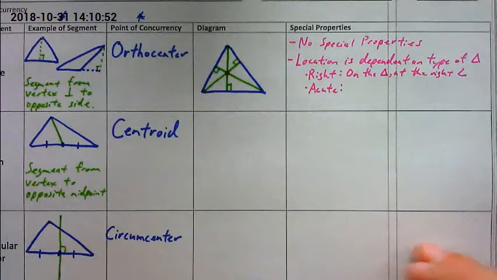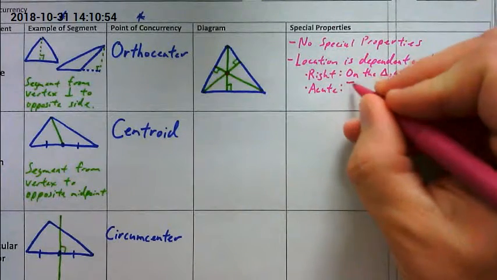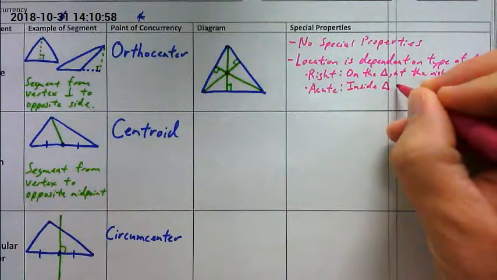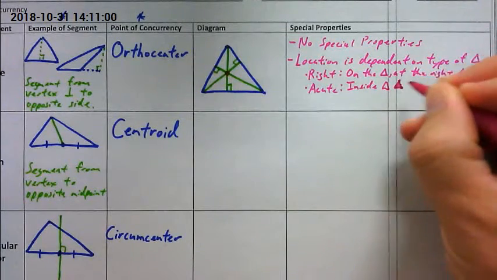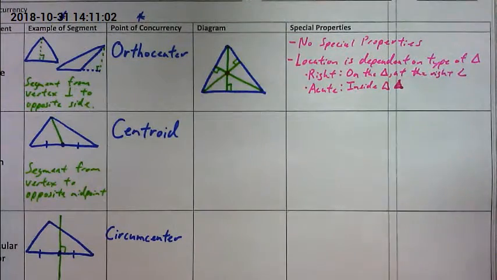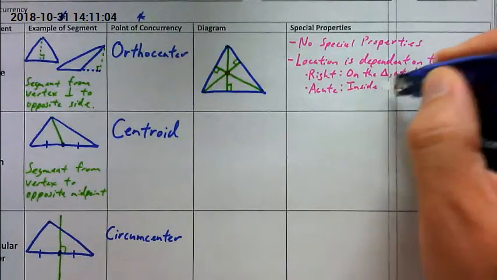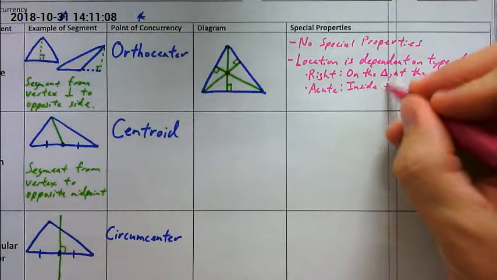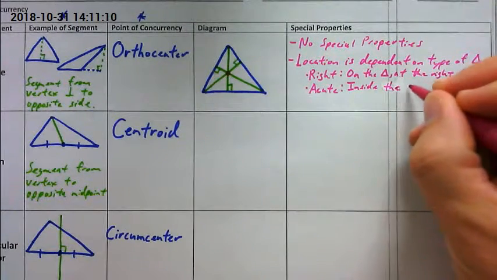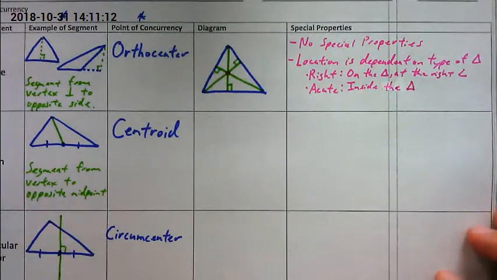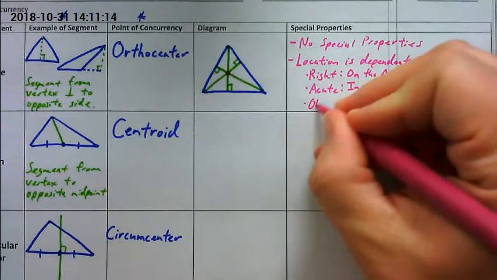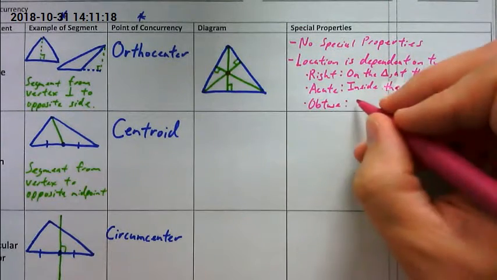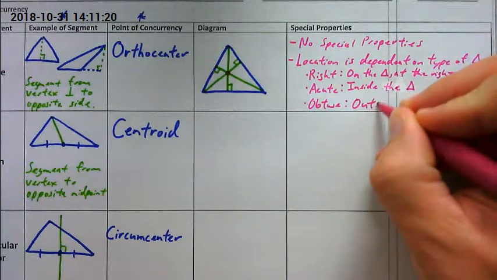For an acute triangle, it's going to be inside the triangle. Well, what did I just do? I just put triangle twice. Let's try that again. Inside the triangle. And then for an obtuse triangle, it's going to be outside the triangle.